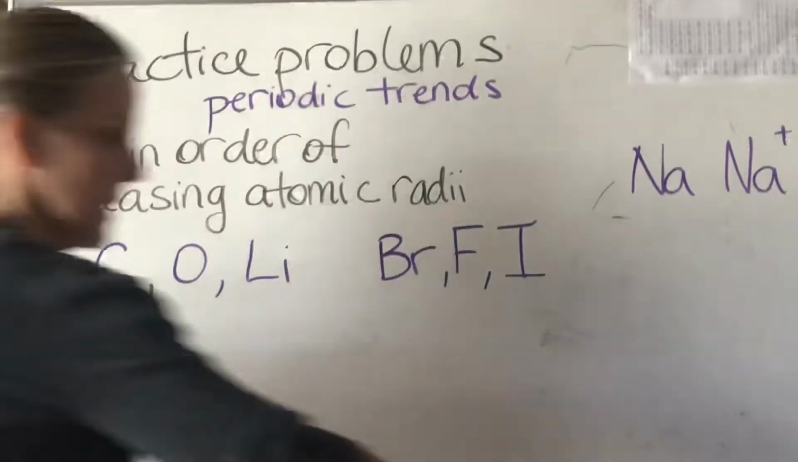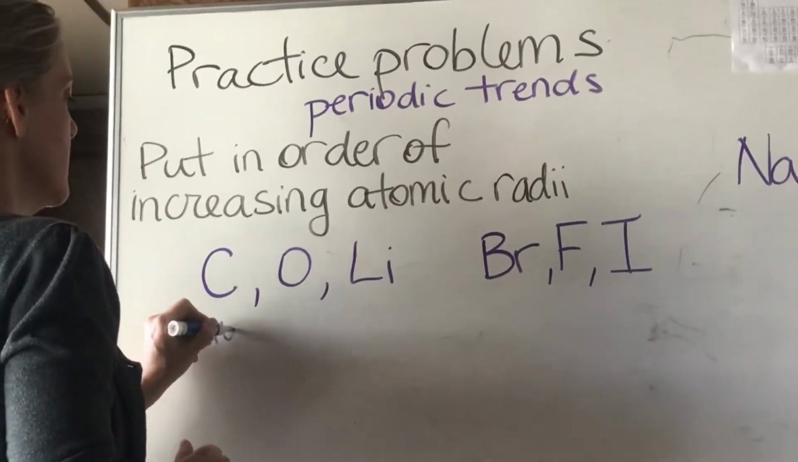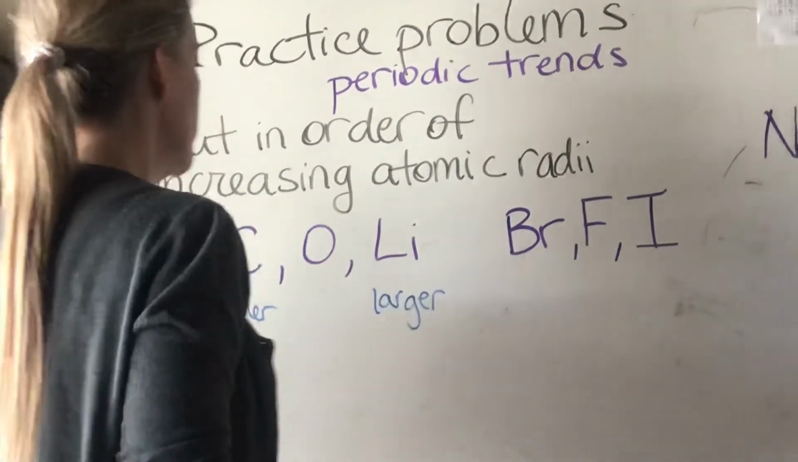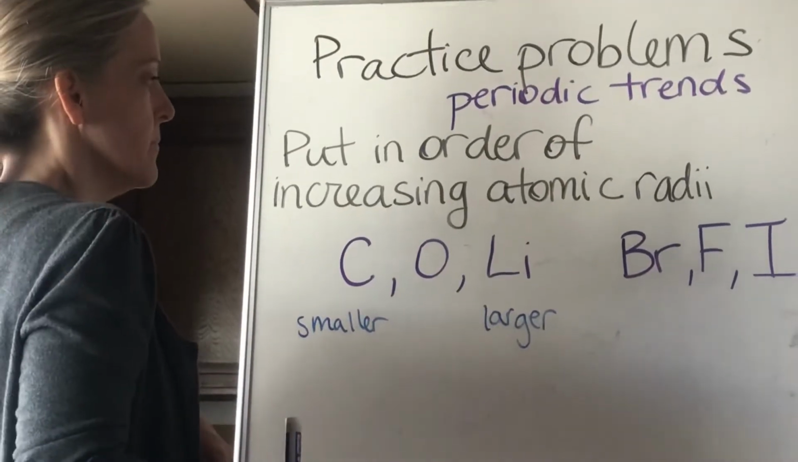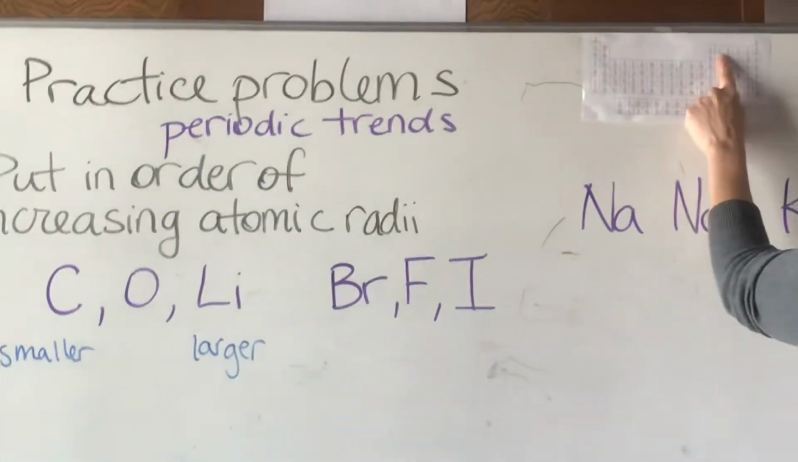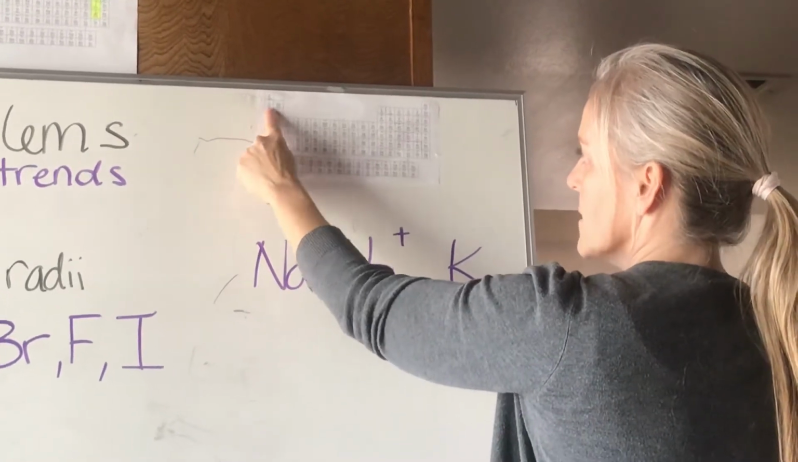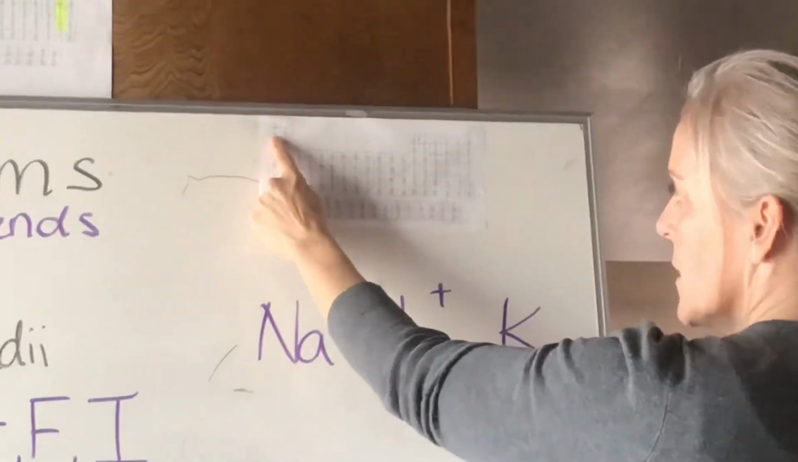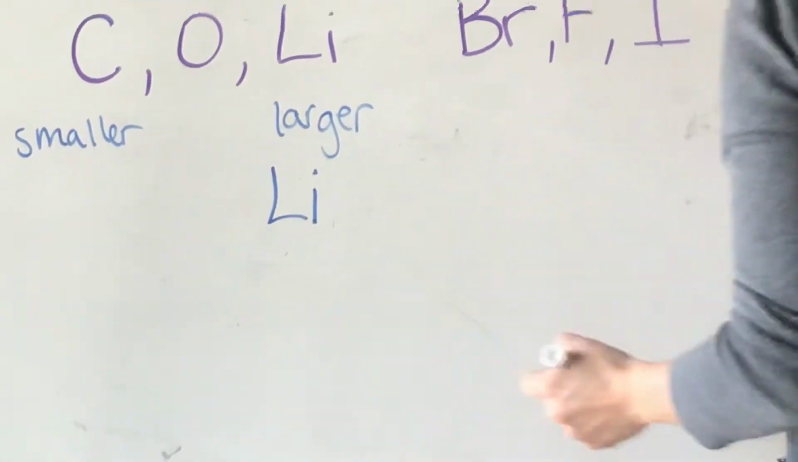This says increasing, so it's a good idea, if it says increasing, to actually write out smaller to larger, so you're thinking about that as you put the elements in. So the largest one, if they're all in the same row together, would be the one to the farthest left, because the trend is it gets smaller as we go across. So the largest one is lithium, and you can start on either side.